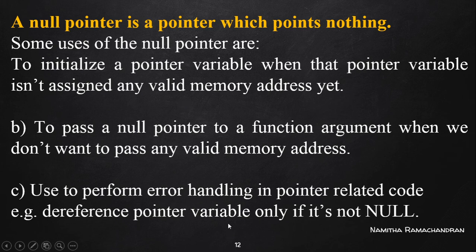Also, to pass a null pointer to a function argument when we don't want to pass any valid memory address. In order to pass a pointer with no valid memory address assigned to it, we can use the null pointer concept. That means we can initialize the pointer with value null and then pass the pointer as an argument to a function. And also this null pointer can be used for error handling purposes.